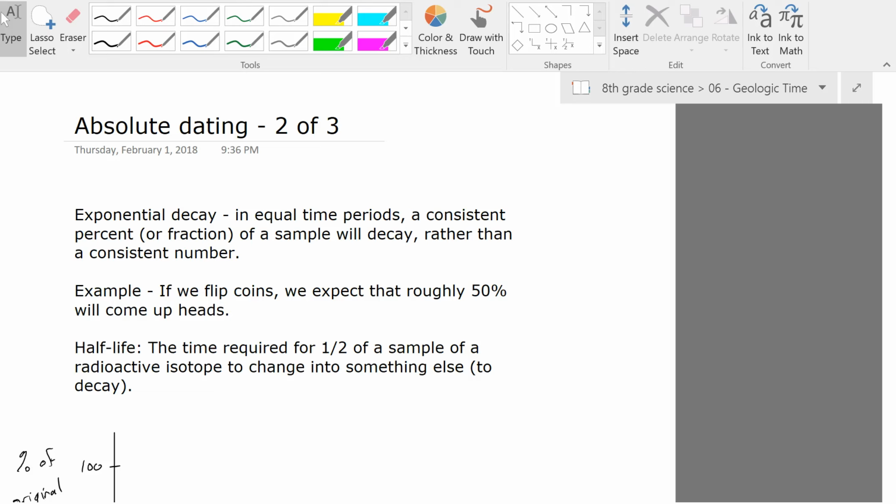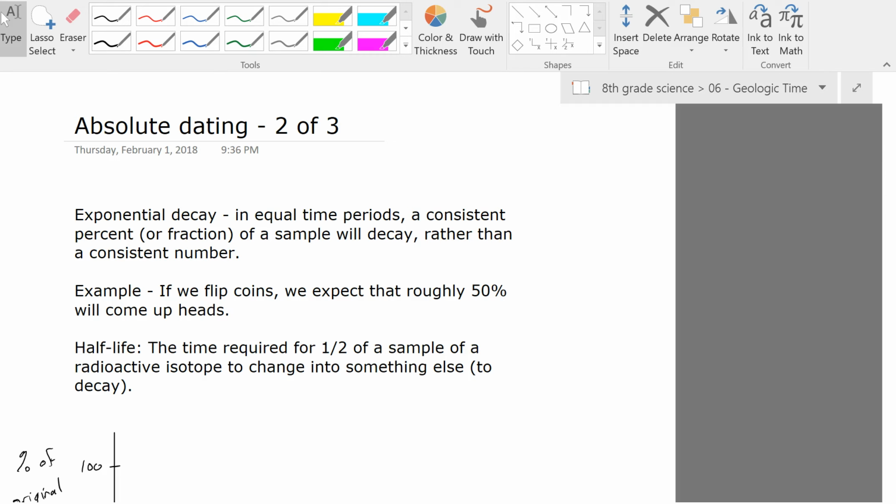Hey folks, in this video we're going to look at the math side of absolute dating, or radioactive dating, or radiometric dating. All those names apply. This process will be a type of exponential decay. You might be familiar with this from your math class. The idea with exponential decay is that you can define a period of time, and in that period of time there will be a consistent percentage of change. Not a consistent number, but a consistent percentage.